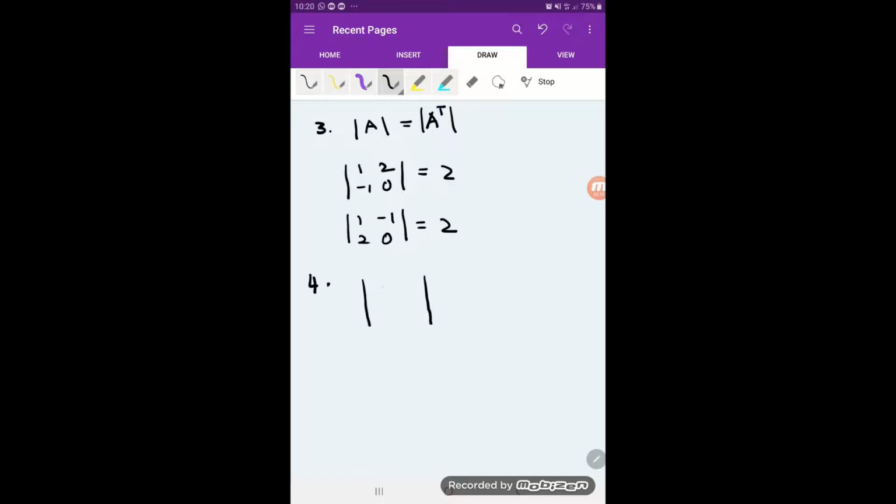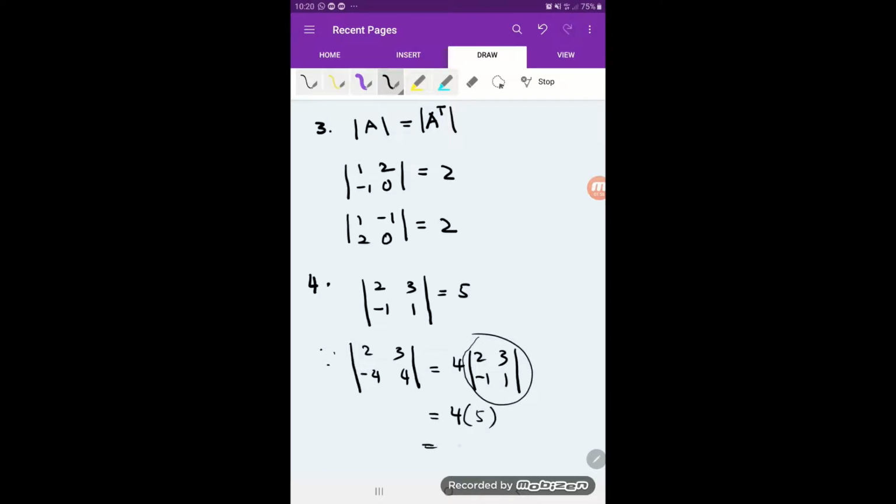The determinant of this matrix is equal to 5. So for the determinant of this matrix, you can write it like this. Put 4 outside, and you find 2, 3, negative 1, 1. So, 4 times the value of this determinant, which is 5. So 4 times 5. The answer is 20.